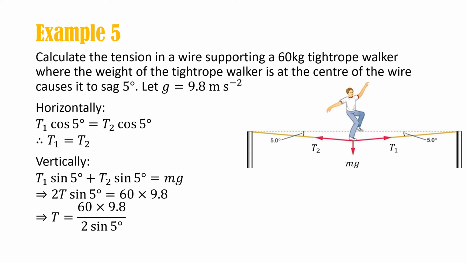So if I do a little bit of rearranging there, I divide both sides by 2 sine 5 degrees, and we're just going to find there's our T, our tension force, all by itself. Type that into a calculator, and we're going to find out that our tension is approximately 3,373 newtons. Now that's for each of those two particular cables. Remember, T1 and T2 are exactly the same. Both of those will be just under 3,400 newtons.